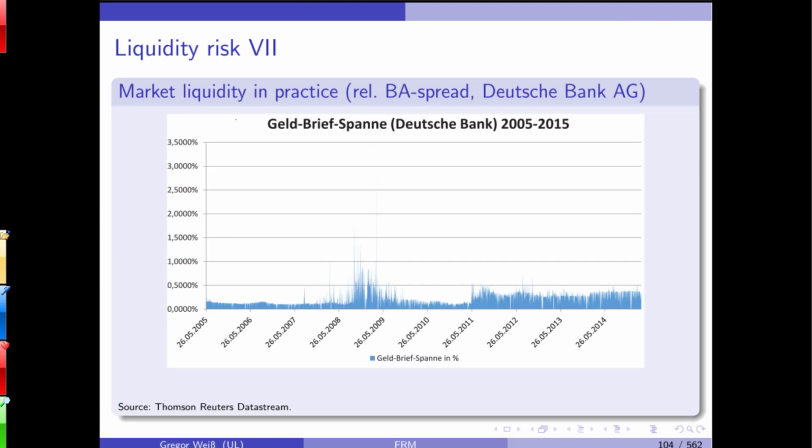This is the relative bid-ask spread, and it's almost 3%, a 3% markup on the price, meaning that if you were to invest 100 euros in the stock of Deutsche Bank, you would have to pay a premium of 3% just for liquidity. 3% of the price is just liquidity. Okay. Yeah, this is the bid-ask spread.